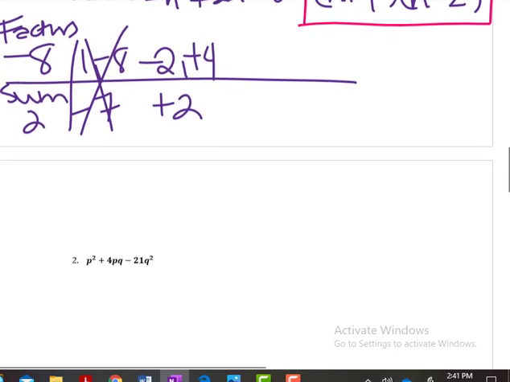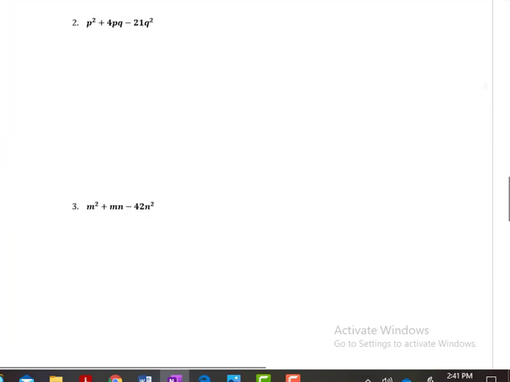Going on to number 2. All right, we have 2 different variables. Now, when I look at this, it is in descending order of p, because I start with my p squared term, I then go to my p term, and then there's no p's. So this is in descending order of the variable p. There is no greatest common factor, so I can't factor anything out.